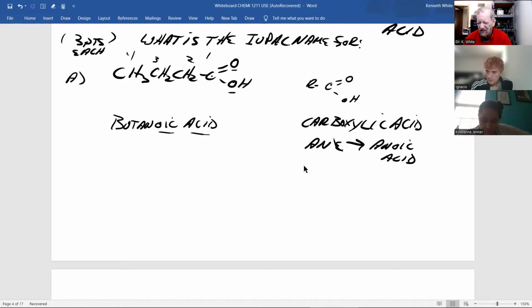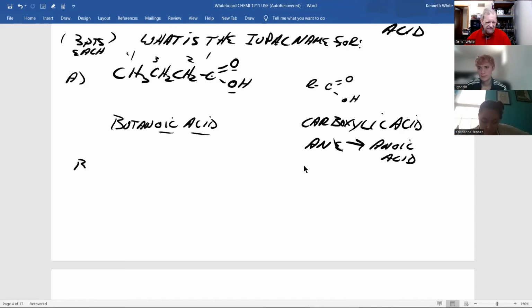By the way, not to gross you out, but I will: butanoic acid smells like vomit, if you know what I mean. It's one of the foulest non-sulfur chemicals I know of.